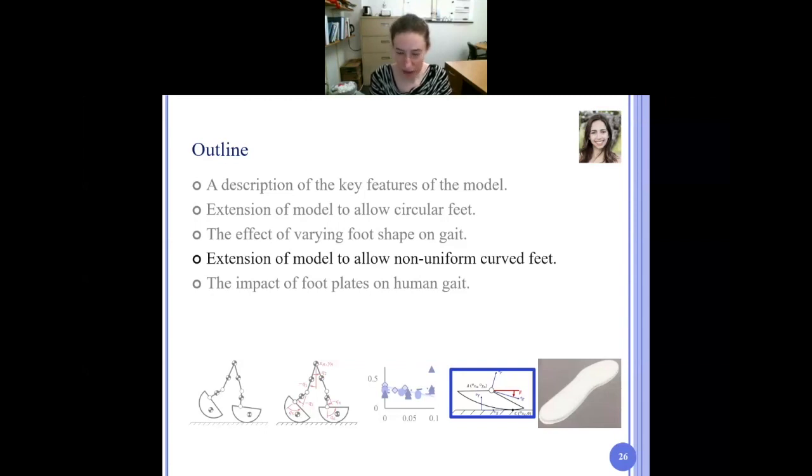And it's probably also due to the fact that if you look at the center of pressure in a foot-fixed coordinate frame, it's not as circular as if you look at it in a shank-fixed coordinate frame. So my graduate student, Claire Rodman, did some work looking at what if we have a more flexible curved foot formulation that we can use.